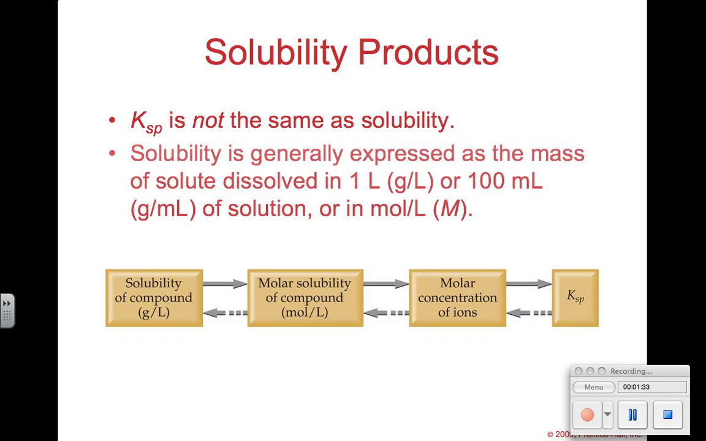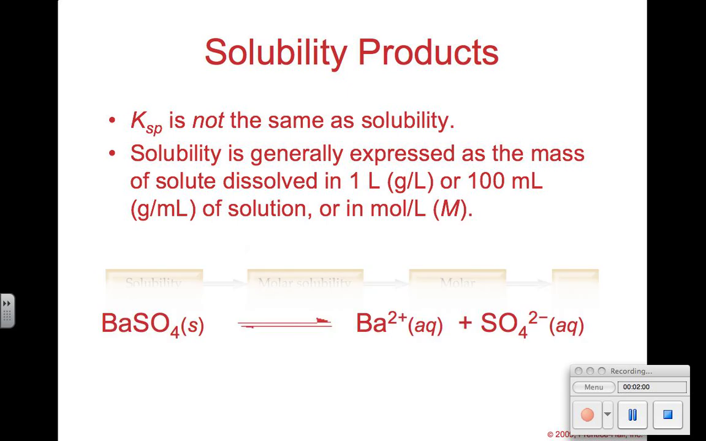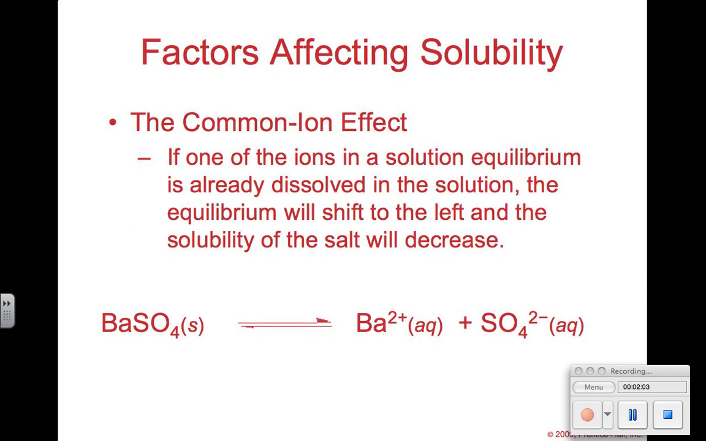Solubility is generally expressed as the mass of solute dissolved in 1 liter, so grams per liter, or per 100 milliliters, or grams per milliliter of solution, or in moles per liter, so molarity. So we have this relationship: solubility of a compound is usually grams per liter, and molar solubility is moles per liter, and molar concentration of ions, and we'll get into how we might look at it.